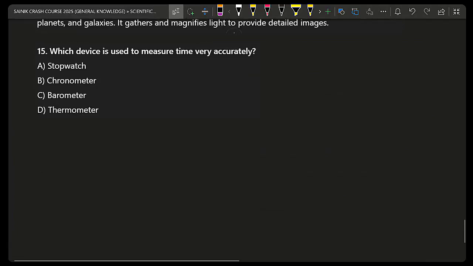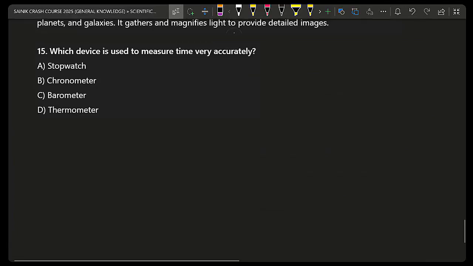And time completed. No student voted thermometer because it is for temperature. Two students voted barometer. Barometer is used for pressure, atmospheric pressure. Wrong answer. 14 students gave wrong answer, that is stopwatch. Yes, stopwatch is also used to measure time, but not very accurately.